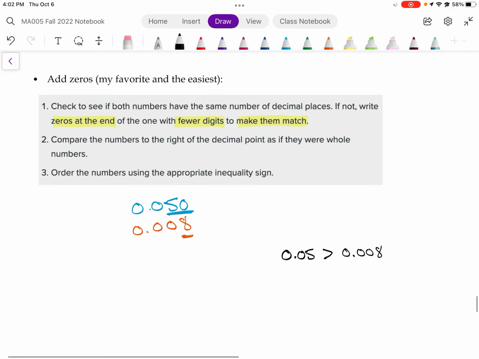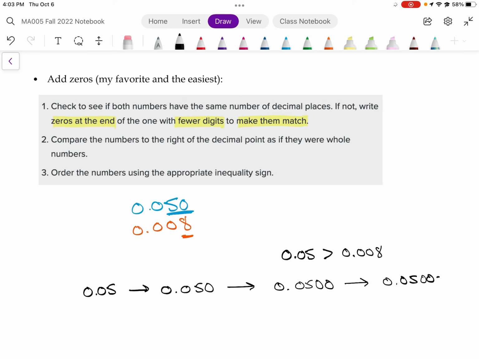And that is 0.05 compared to 0.050 compared to 0.0500, 0.05000, we could go on. They are the same number, right? They're the same. We're just putting zeros at the end, and you can do that with decimals, and they're still the same. They just go to a different number of significant figures.